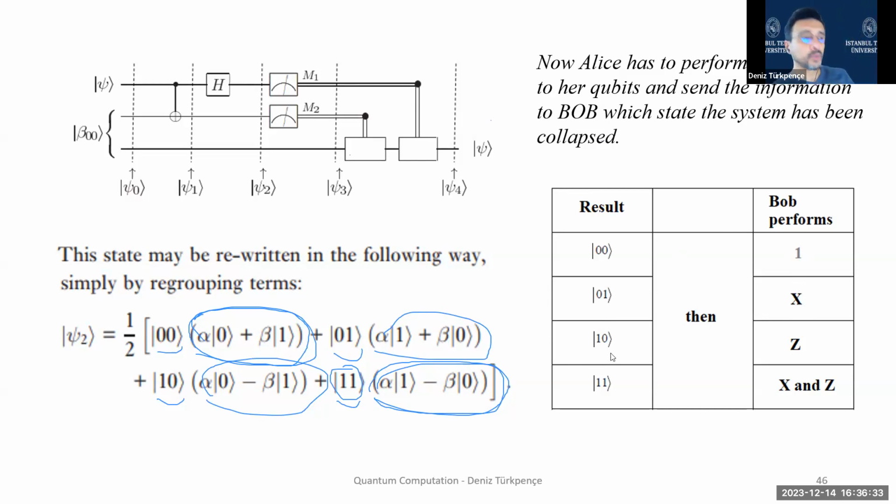So this protocol means these X and Z are the operations that Bob performs depending on the measurement results of Alice. And after all these operations, now teleportation is complete. Okay.